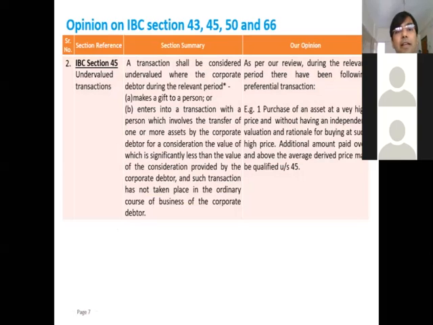So here the law talks in a very simple way: either there has been a gift, or he enters into a transaction which involves transfer of one or more assets by the corporate debtor for a consideration, the value of which is significantly less than the value of the consideration provided by the corporate debtor, and such transaction has not taken place in the ordinary course of business of the corporate debtor.